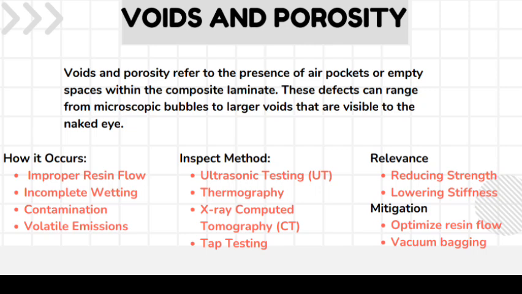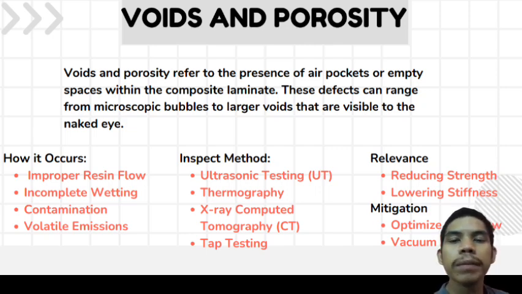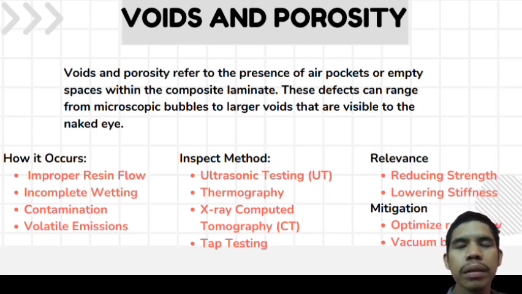How does it occur? Improper resin flow. During the manufacturing process, insufficient resin flow can trap air pockets within the laminate layers. Secondly, incomplete wetting. Inadequate wetting of the reinforcing fiber with resin can leave spaces unfilled. Thirdly is contamination. The presence of dust, moisture or other contaminants can prevent proper adhesion of layers and create voids. Lastly is the volatile emission. The release of volatiles during the curing process can form bubbles within the laminate.